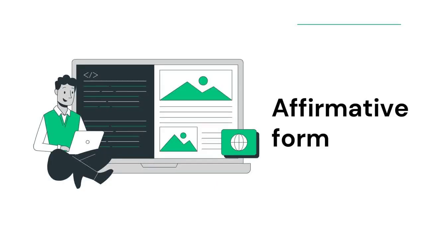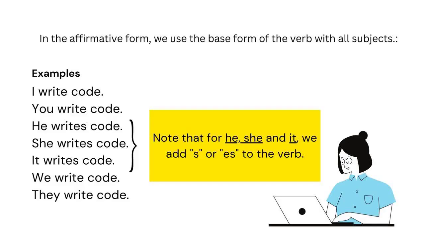Let's begin with the affirmative form. We are going to use the affirmative form to talk about things that are done regularly. In the affirmative form, we use the base form of the verb with all the subjects. For example, I write code, you write code, he, she, and it writes code, we write code, they write code. If you notice, for the subjects he, she, and it, we add s or es to the verb. This rule applies to most of the verbs in English.